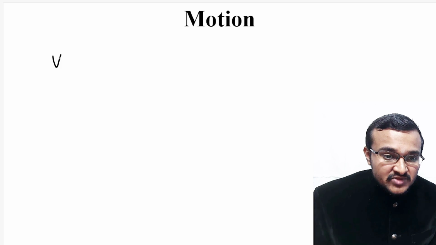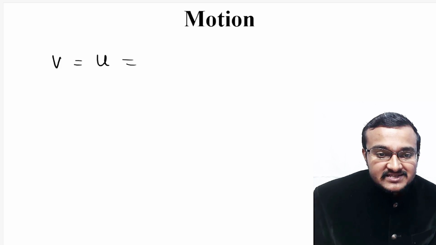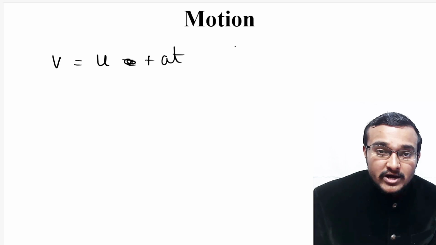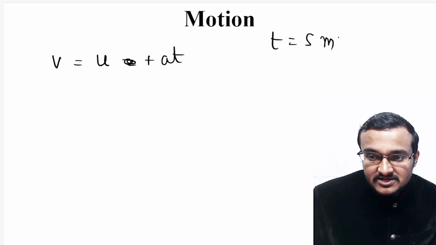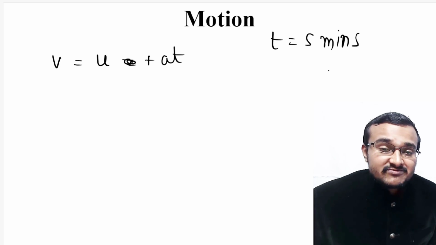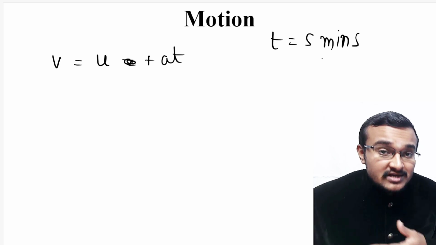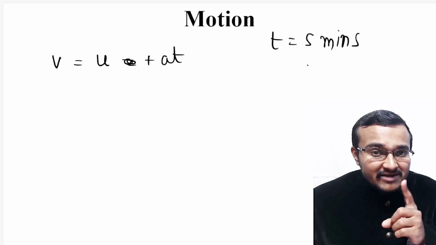So what is the equation which we have? v = u + at. Here in the place of t, you have to substitute the time. Here the time is given in minutes, so this also should be converted into the SI unit. That means you should convert this to seconds. So 1 minute is equal to 60 seconds.